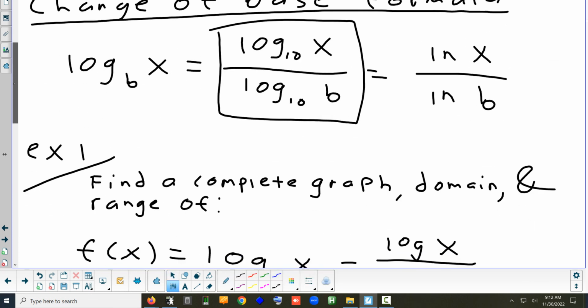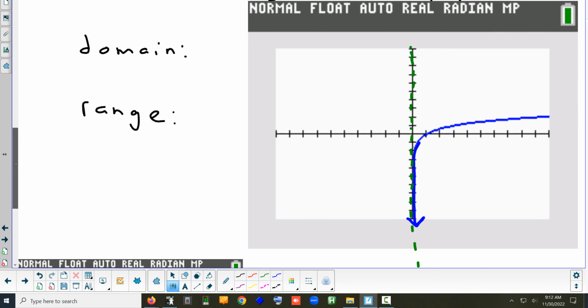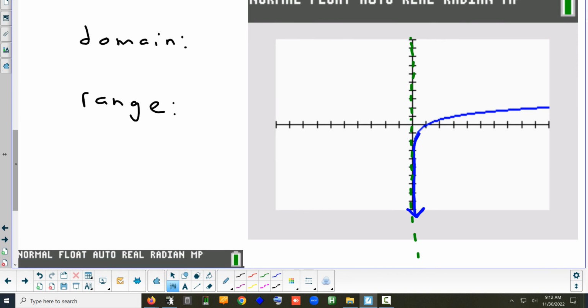Okay, they want to know the domain and the range. All right, we got a good picture. What's the domain? Think about how far left we go and how far right we're going to go. Yep. 0 not including into infinity. The domain of every single log function without a transformation is 0 to infinity. If you shift that left or right, you can change that.